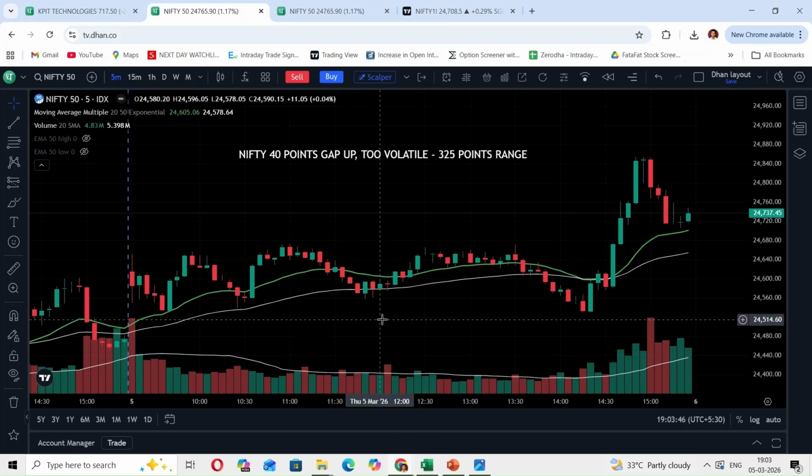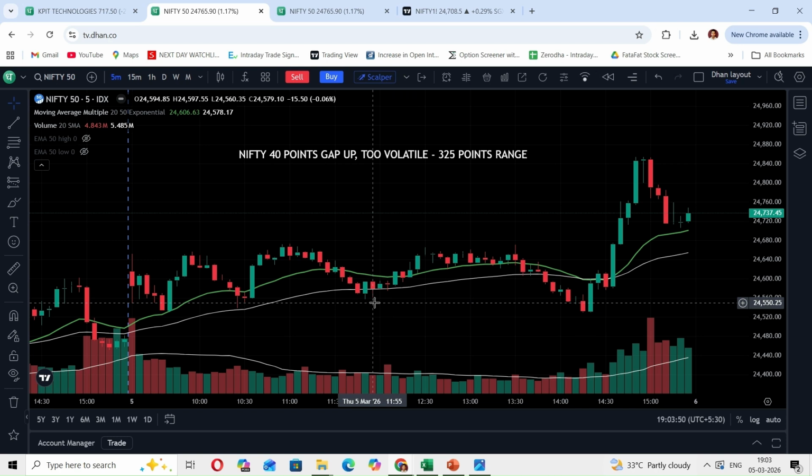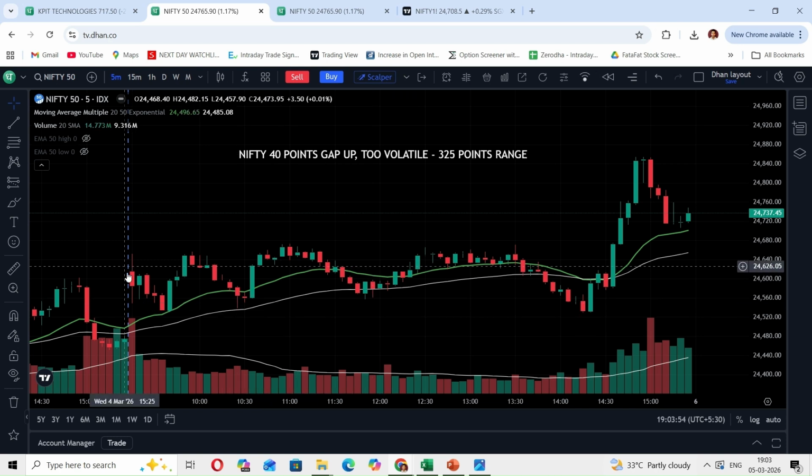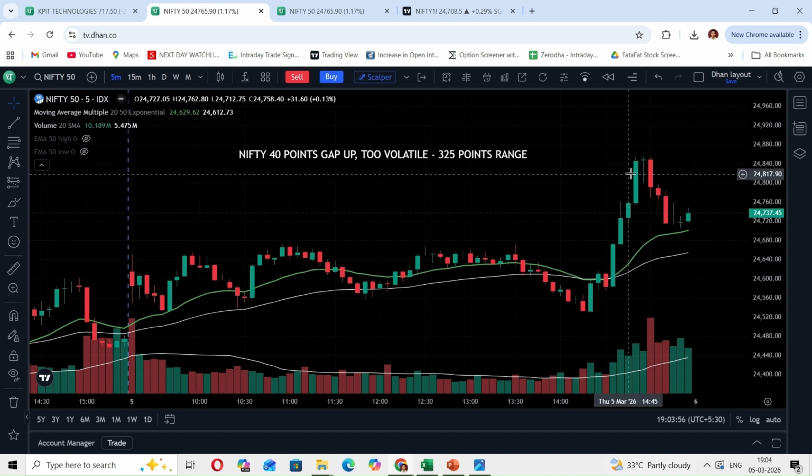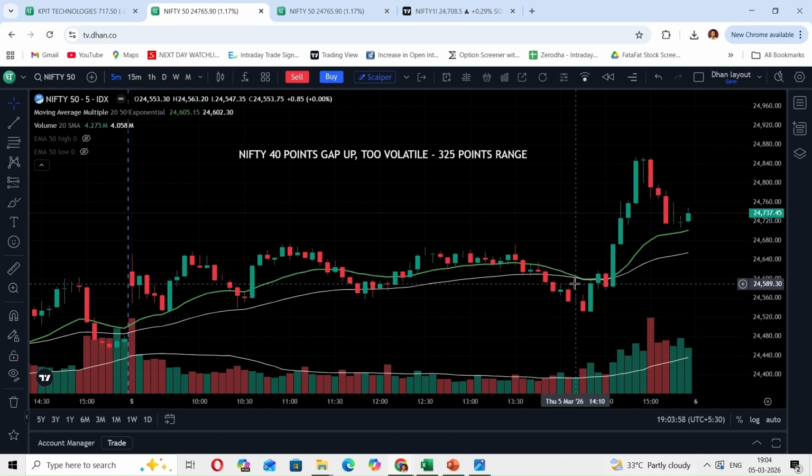Stop. Before you check your PNL, look at this Nifty chart. Today, March 5th, was an absolute liquidation trap. 40-point gap up, 325-point range, and yet most option buyers ended the day in red. Why? Because volatility without direction is a capital killer.